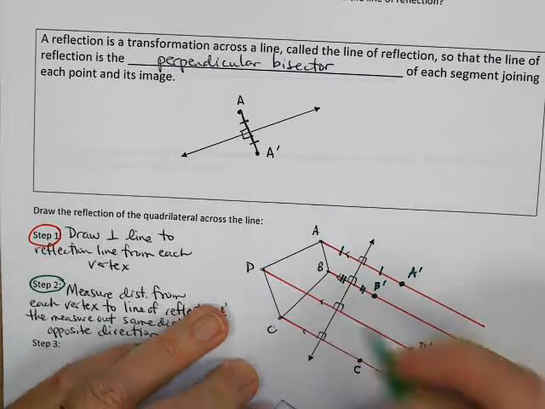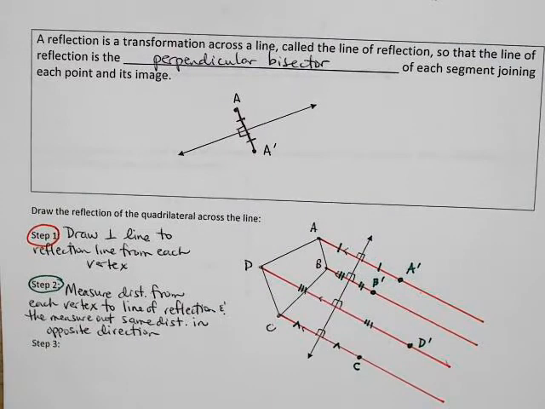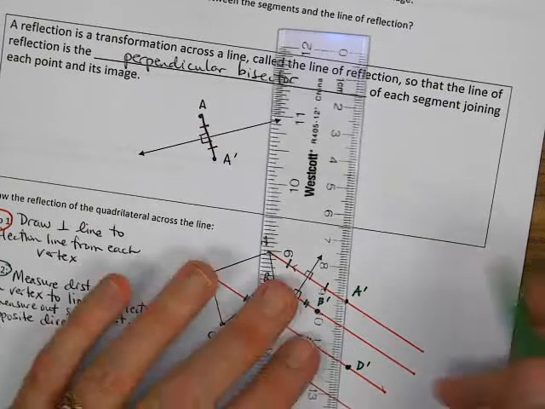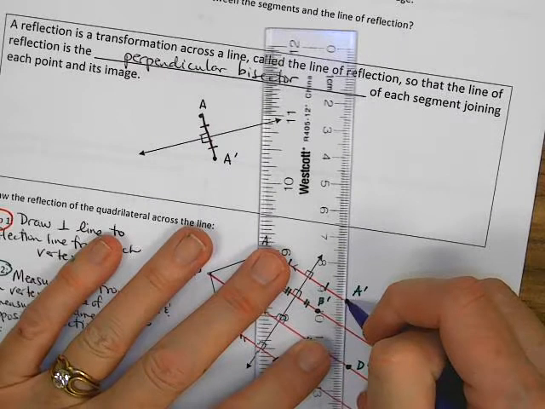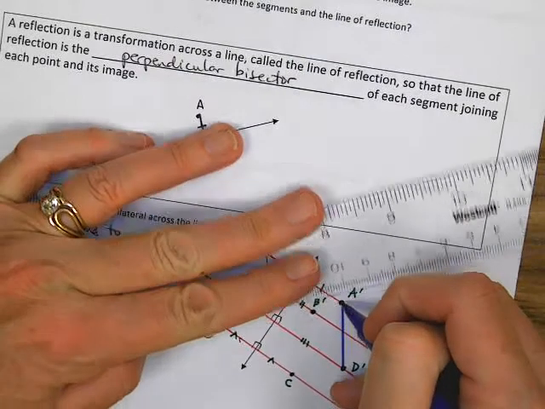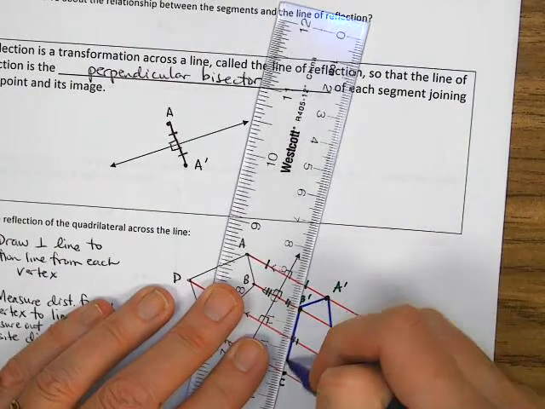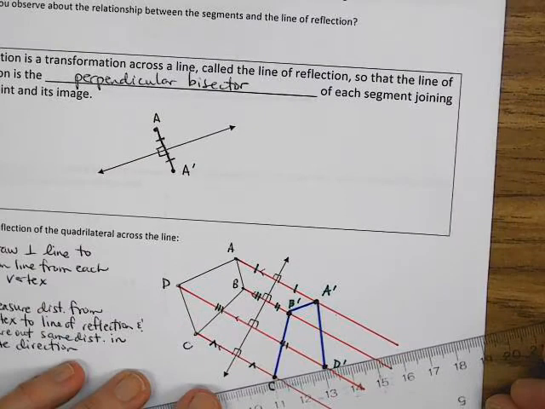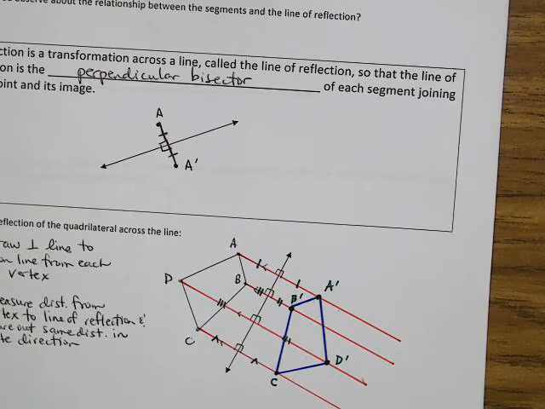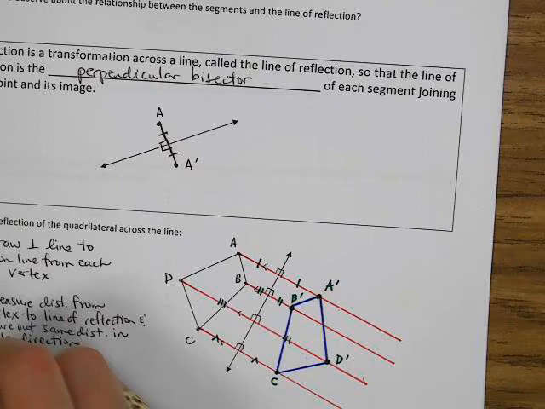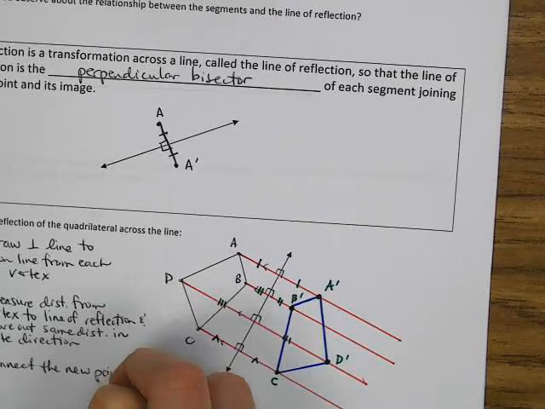Okay. And you should be able to see just by eyeballing it whether you've measured pretty close. And you're going to definitely know your last step is then just to connect. So if I connect my new vertices in blue here, I have my mirrored image. So step 3, connect the new points. And that's what I did in blue.